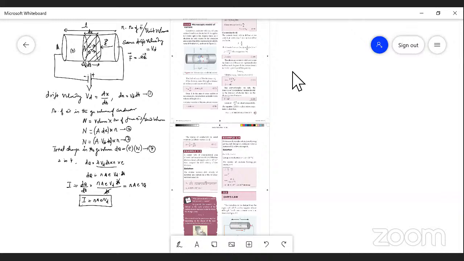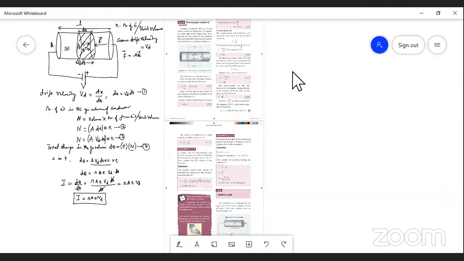So capital N is taken as the number of electrons in a given volume of the conductor. To calculate it, we multiply the volume by the number of electrons per unit volume. So N equals A dx into n. A dx is the volume, area into length gives you the volume. So N equals A vd dt into n. So the total number of electrons has been calculated.